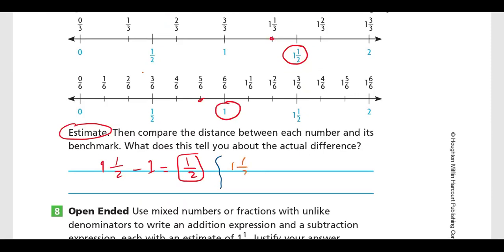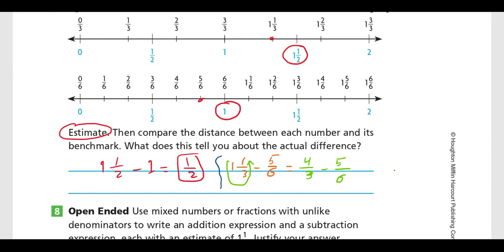1 and 1 over 3 minus 5 over 6. We have to make the first one a fraction, so I have to multiply by 3 and add 1. So it will be 1 times 3 is 3, plus 1 is 4. It will be 4 over 3 minus 5 over 6.